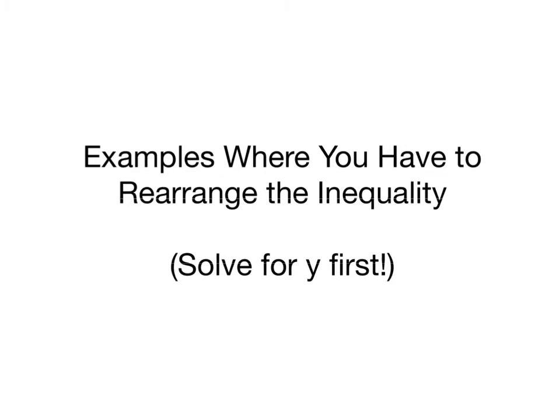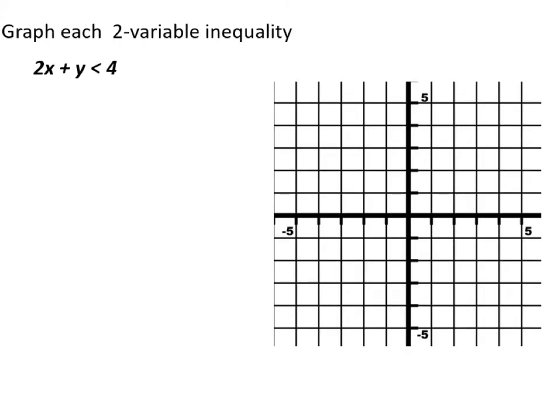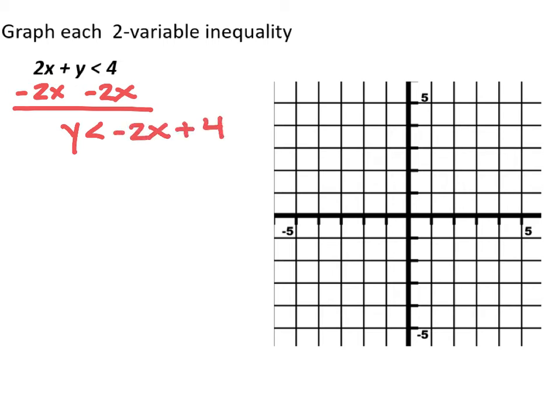The next two slides will provide examples where you have to rearrange the inequality, also known as solving for y first. Now let's try our first example. It says to graph the two-variable inequality. First thing we have to do is solve to get y by itself. In order to do so, I'm going to subtract 2x from both sides. So my inequality will become y is less than -2x plus 4. Now it's in that mx plus b form.